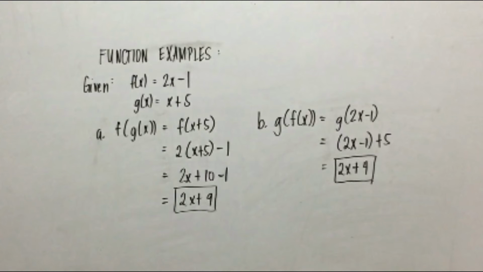For all the operations we will be doing, let's use the following given functions: f of x is equal to 2x minus 1 and g of x is equal to x plus 5. For letter A, we will just substitute the value of g of x inside our f of x function. Now, we have x plus 5 inside f. Next, we use 2x minus 1 together with it. Then, we multiply 2 to the values inside the parentheses, leaving negative 1 outside. We then have 2x plus 10 minus 1, and to simplify our final answer, we have 2x plus 9.